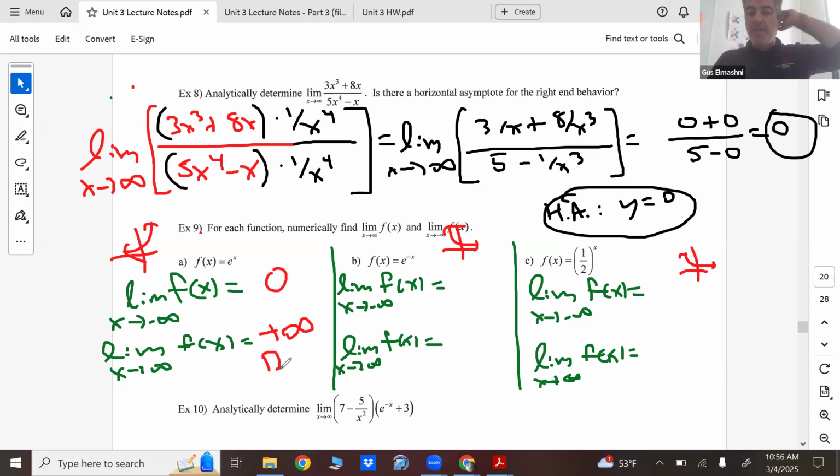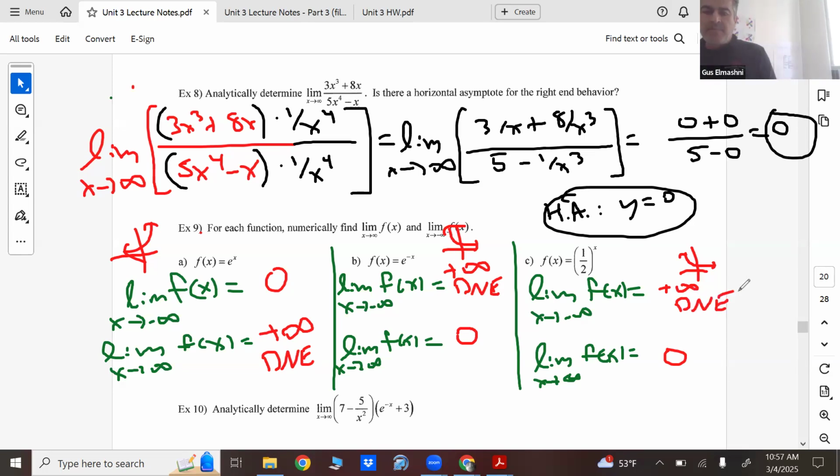Or you could say DNE, either one. For decay, if going further to the left, what is y approaching? Positive infinity, or DNE. Because what's infinity? There's no limit. Sky's the limit. It just goes up forever. If x approaches infinity, it's going to be 0 for decay. You'll see the same thing over here as well, because 1/2 to the x is decay as well. All's good? All right.